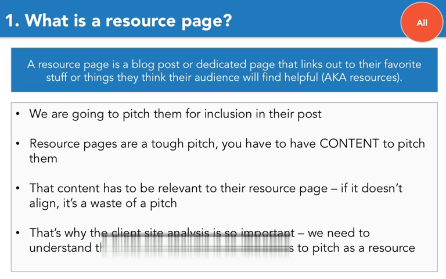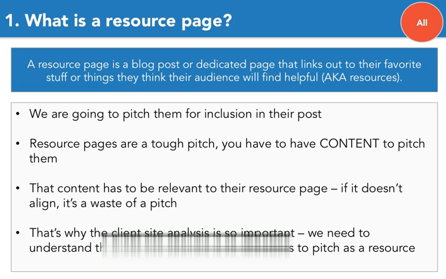The key here is that resource pages are a tough pitch. You have to have content to pitch to them. So, for example, if the Huffington Post is linking out to the 20 best resources for email marketing, you're not going to be able to put in your homepage. You've got to have a guide to email marketing to include in that pitch and to be even considered. So that content has to be relevant to the resource page. If it doesn't align, it's a waste of a pitch.